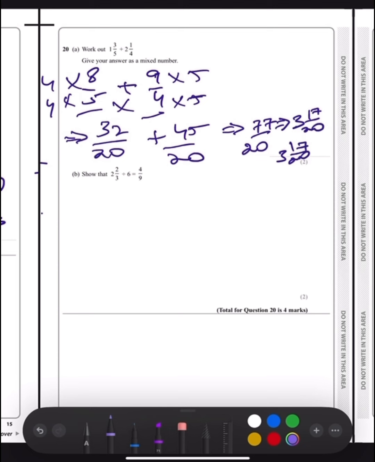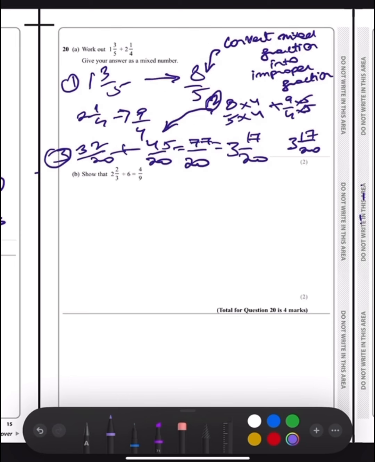If they ask you to write an answer as a fraction, or when you know your answer is going to be a fraction, always write it as a mixed fraction if it's given as a mixed fraction in the start. Now we're on to the next question.